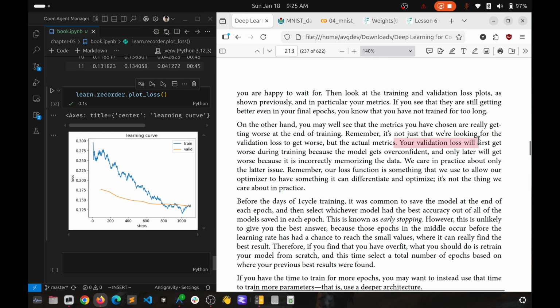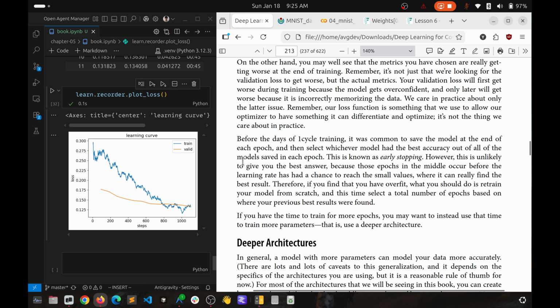Your validation loss will first get worse during training because the model gets overconfident, and only later will get worse because it is incorrectly memorizing the data. We care in practice about only the latter issue. Remember, our loss function is something that we use to allow our optimizer to have something it can differentiate and optimize. It's not the thing we care about in practice.